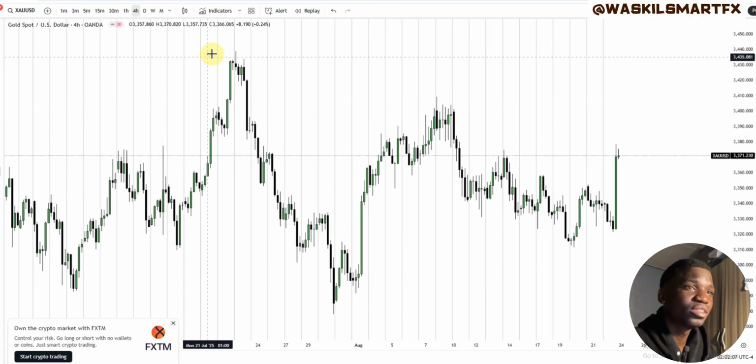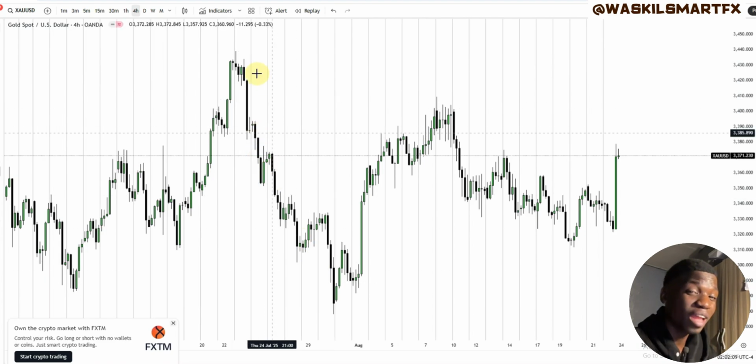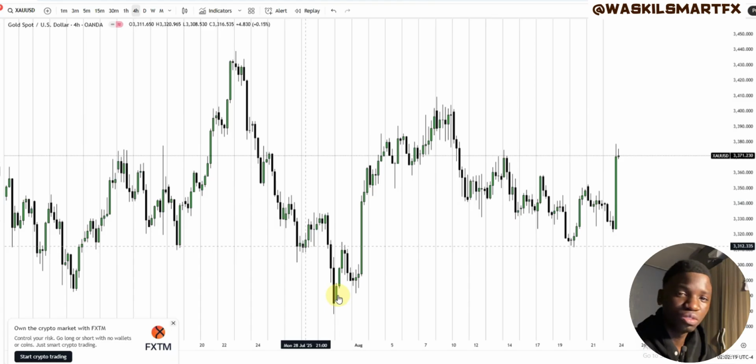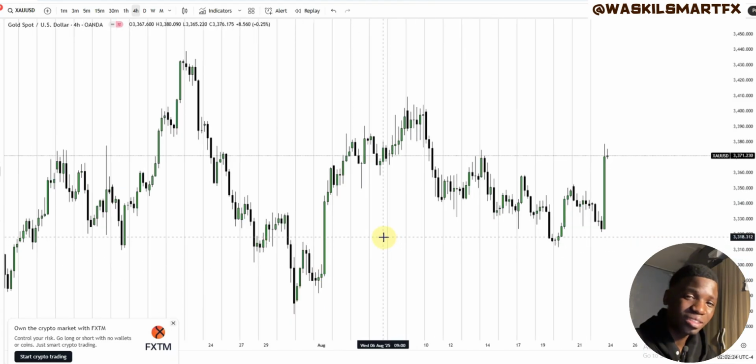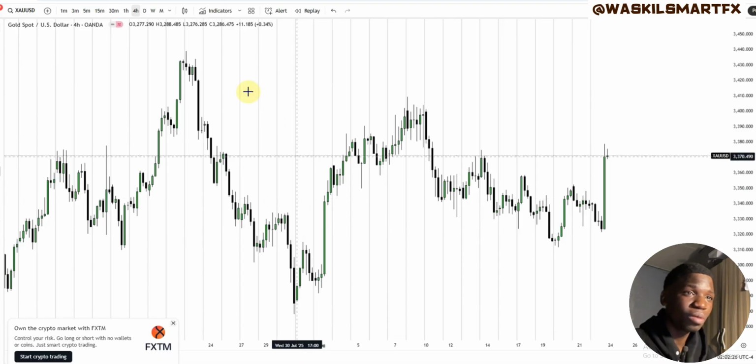But if you look at this left hand side, the last distribution the market did was bearish. You can see every retracement, expansion, retracement, expansion, retracement, expansion, retracement, expansion. So you can see that is the last distribution the market did.